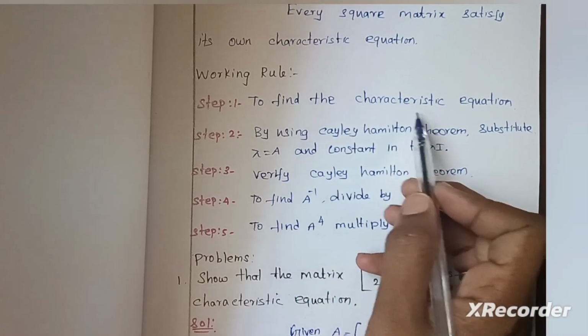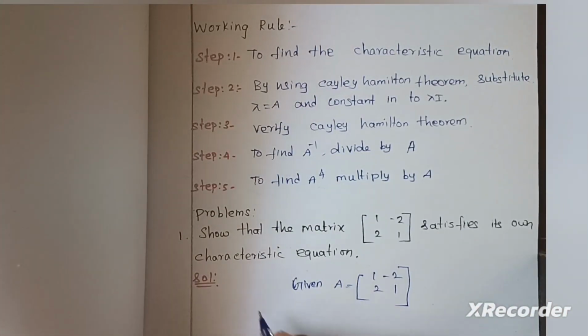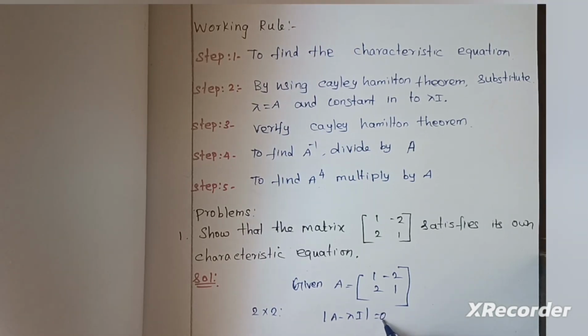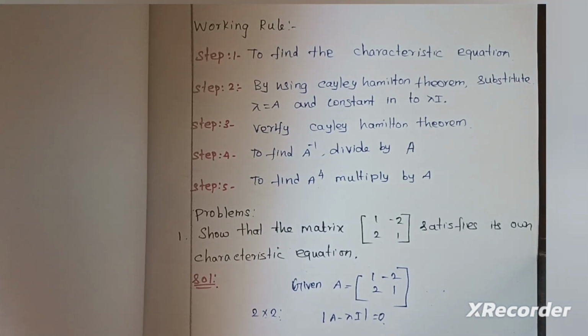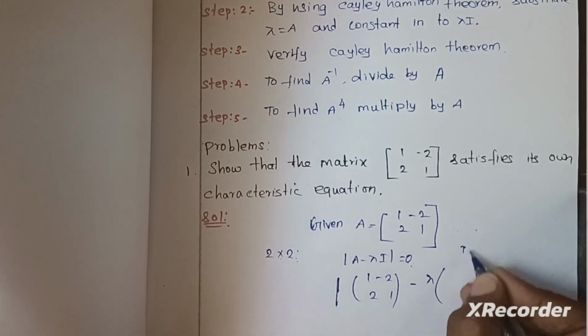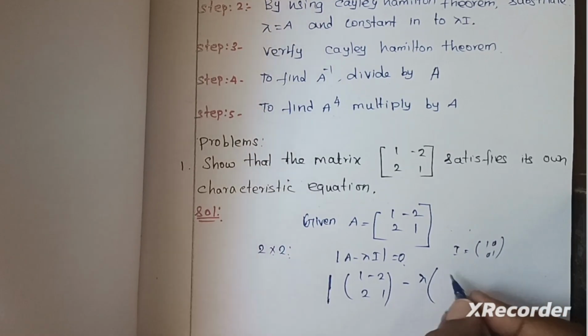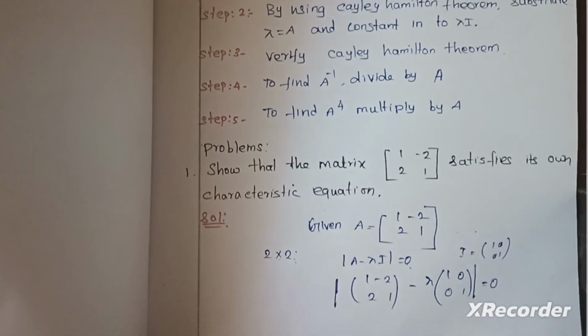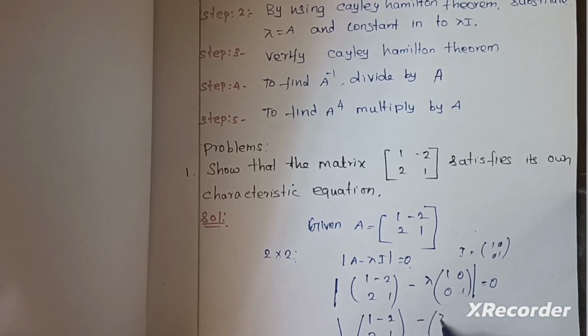What is the step rule? Find the characteristic equation. For a 2 into 2 matrix, the characteristic equation is determinant of A minus lambda I equal to 0. If we have a 3 into 3 matrix, we have to write the lambda cube formula. Now, the matrix 1 minus 2, 2 1, and lambda into I. What is I? The identity matrix 1 0 0 1. Substituting the I value, the determinant of A minus lambda times 0 0 lambda equal to 0.